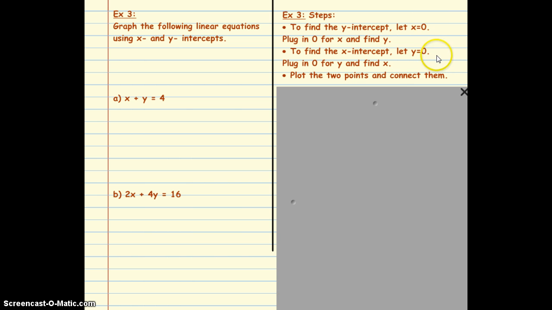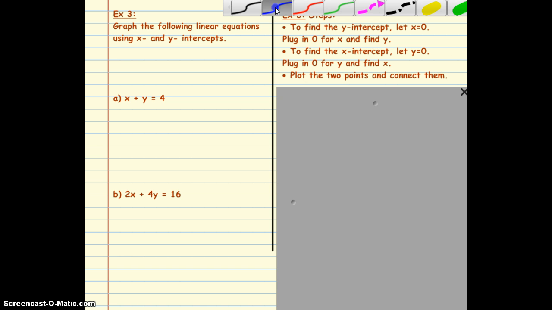Vice versa, to find the x-intercept, that's going across, we need to let y equal 0, because we won't be going up and down at all. So we're going to plug in 0 for y and find x. Once we have those two things, we're just going to plot the 2 points and connect the dots.